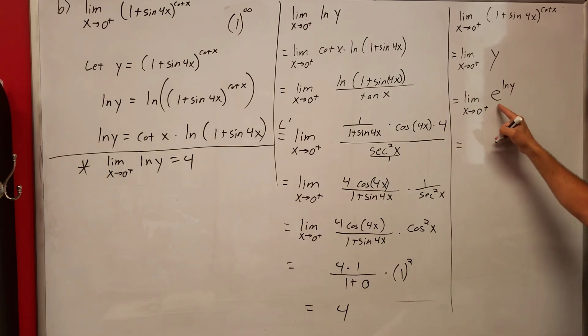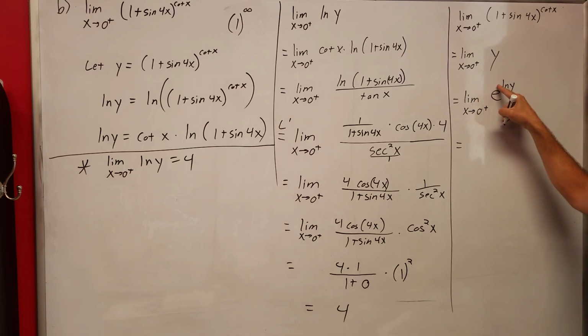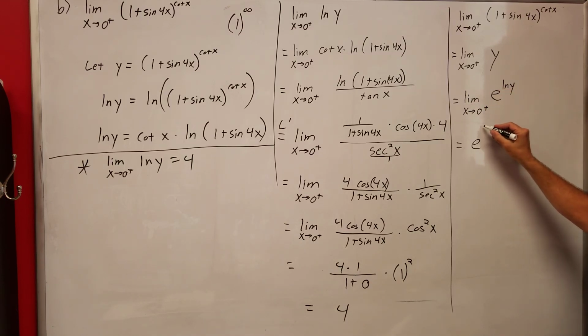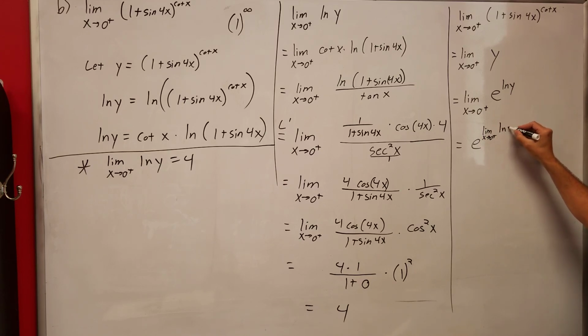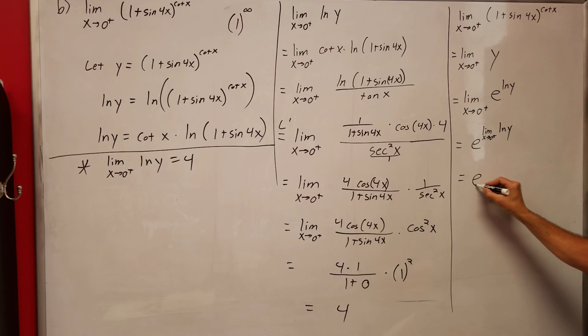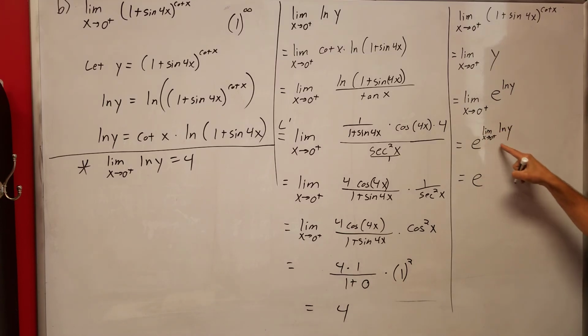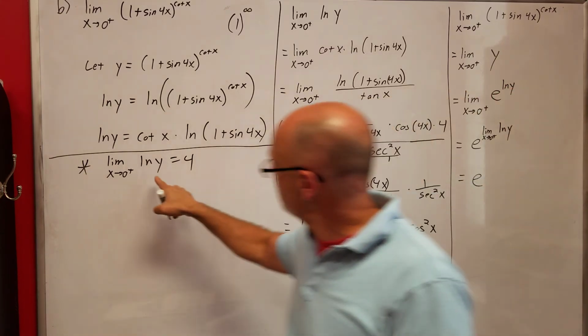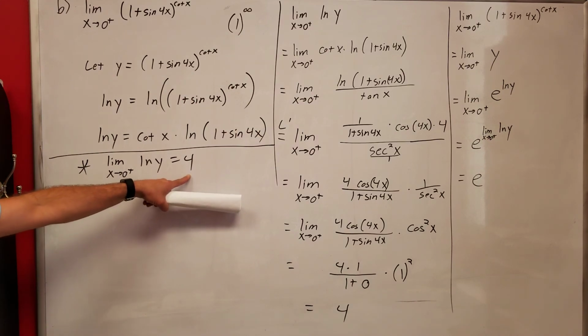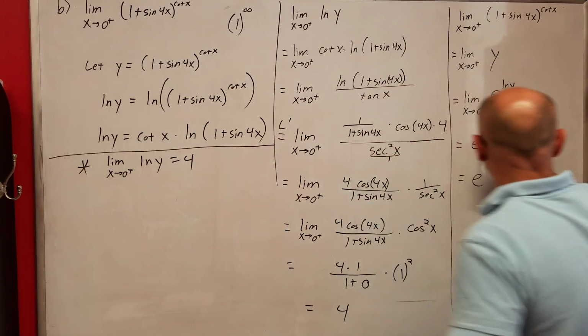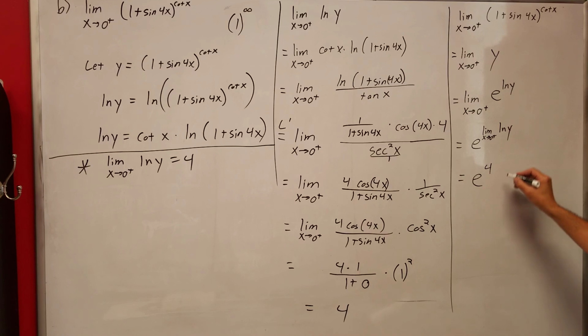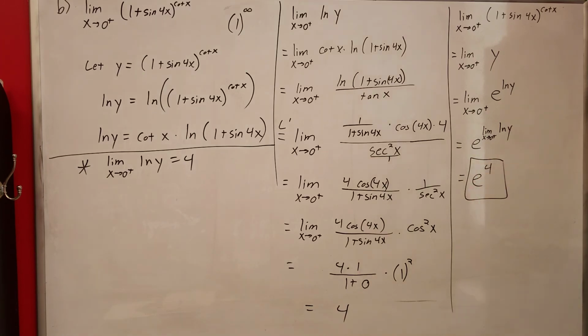So I could say e is continuous, so I could pull the limit up to the top here and say this is e raised to the limit as x approaches 0 from the right of natural log of y. So that's e. And what is that limit right there? That limit we just said was what? 4? So I can replace all this part with 4. And my limit is e to the 4th.